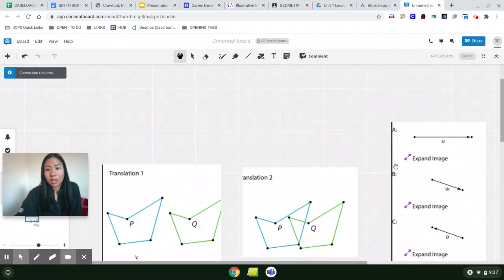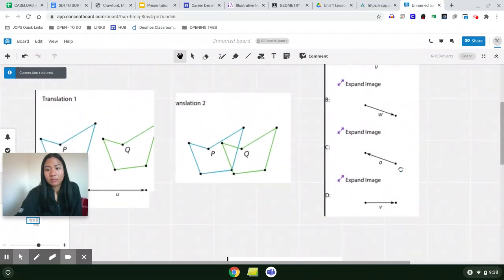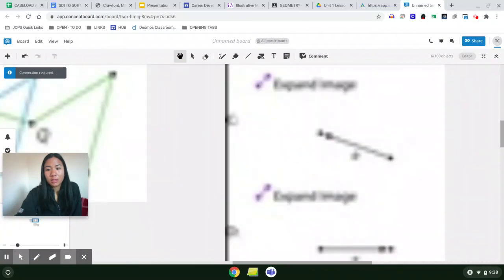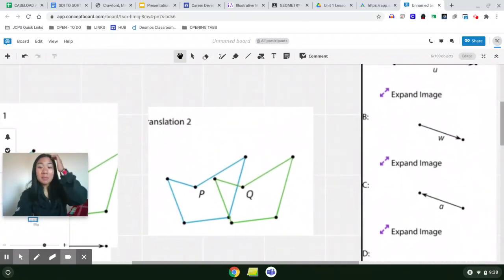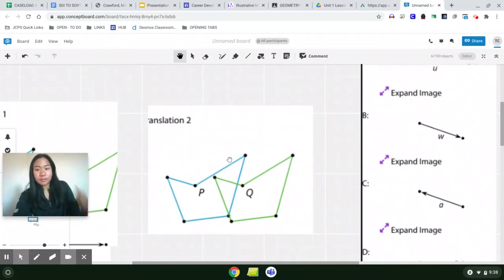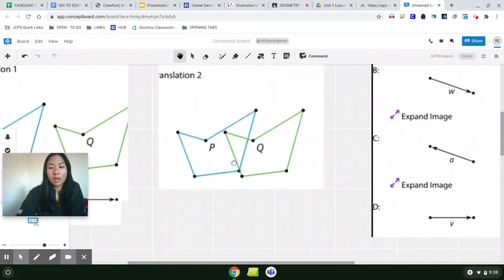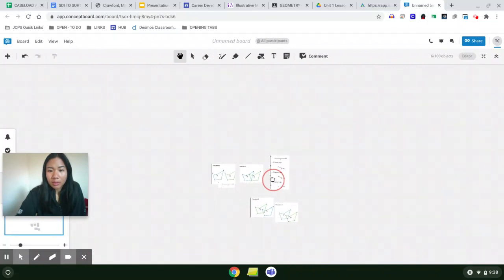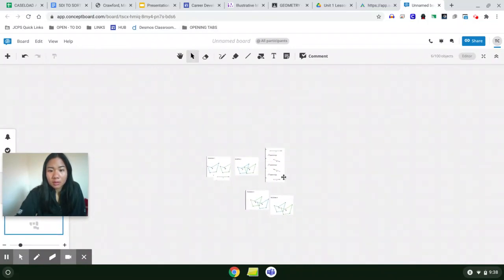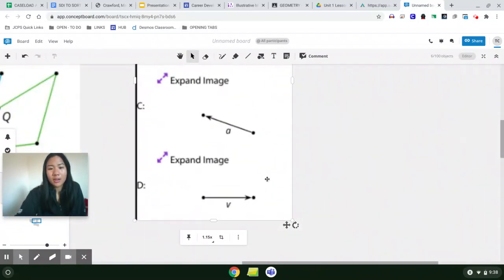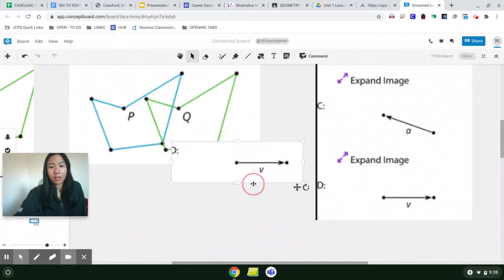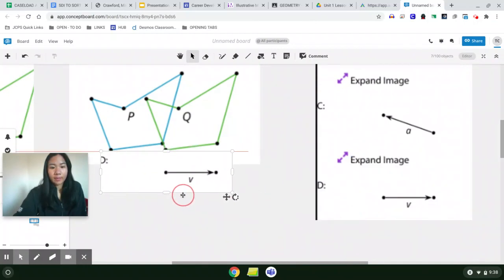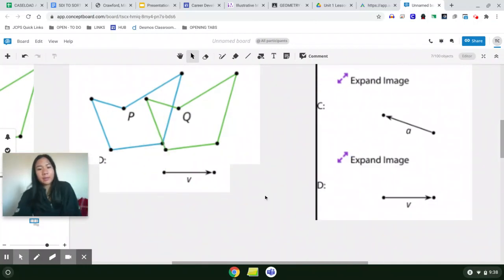I just lost my internet. Come on now. Oh no. That D, okay, anyways, that D matches with translation number 2. So let's move on. Will it let me move this? Okay, excuse me. So D matches with translation number 2. I'm going to go ahead and move that over right here. Okay, so we can kind of see that.